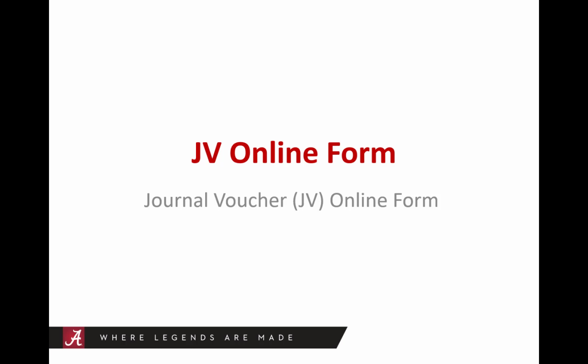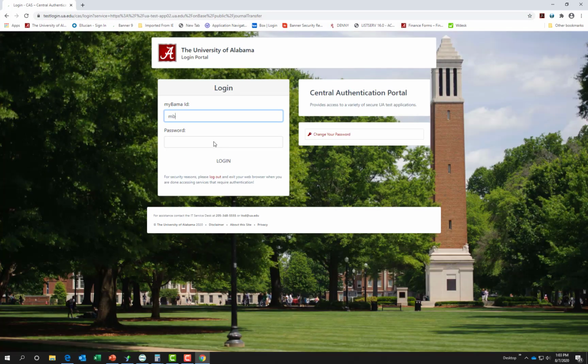This new form will allow you to create an entry on other orgs that you don't have posting authority to in Banner. Let's take a look at how the new online journal voucher form looks. The link will require a Duo login if you are not already logged in through Duo.